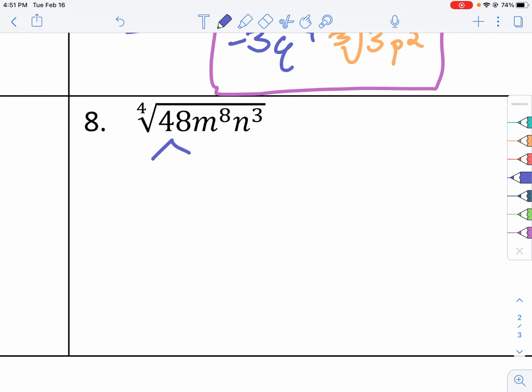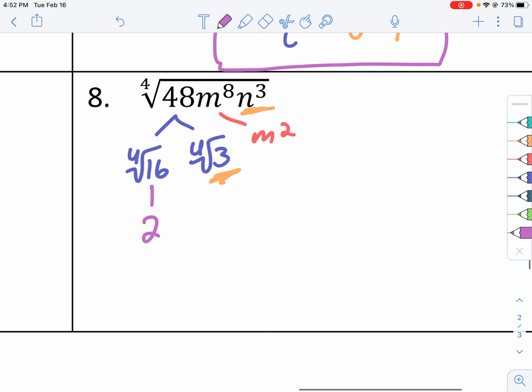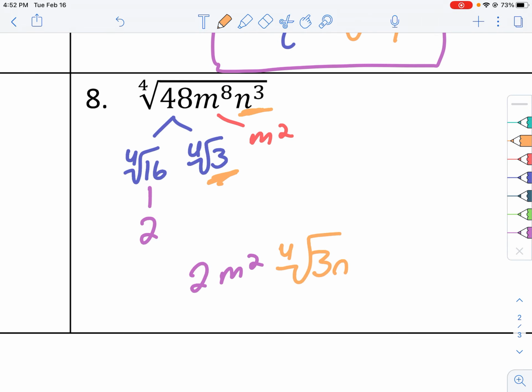4th root of 48. So 4th root of 16, and that's multiplied by the 4th root of 3. M to the 8 is going to become m squared. N cubed has to stay inside the radical, and 4th root of 16 is just 2. So we have 2m squared, 4th root of 3n cubed.